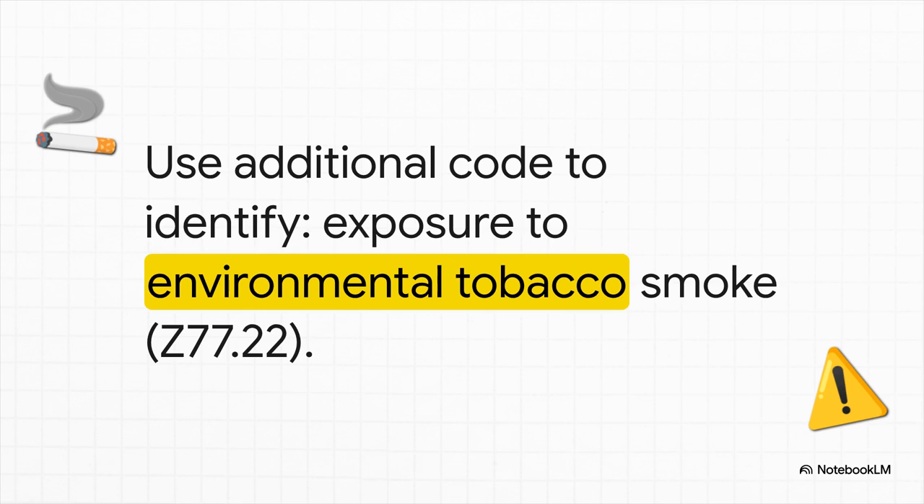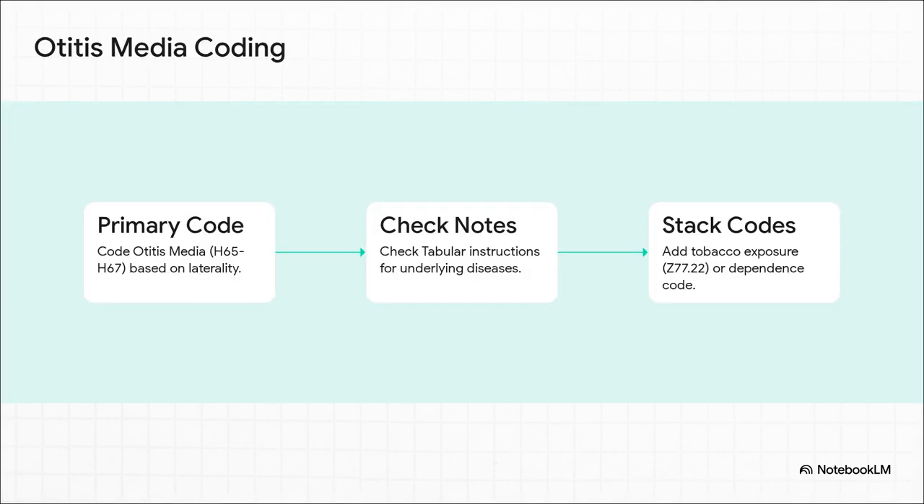Under these middle ear infection categories, there's a strict rule. If a patient has an ear infection, you must check the documentation for tobacco exposure. If a child's ear infection is linked to passive smoke at home, the tabular note explicitly states you have to use an additional code to identify exposure to environmental tobacco smoke. So, let's see how this builds into a fully compliant claim through mandatory code stacking.